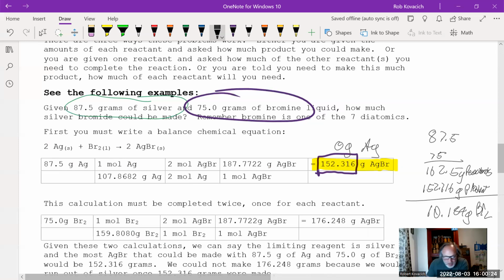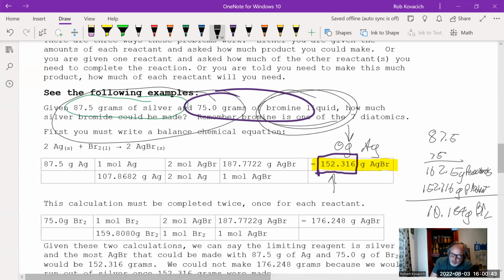How do I know that? Well, since I put in 162.5 grams of stuff, there still has to be 162 grams of stuff in the container. And I know 152 of it is the silver bromide, and none of it is the silver. So anything that's left over is my remaining bromine liquid, my Br2. That's it.